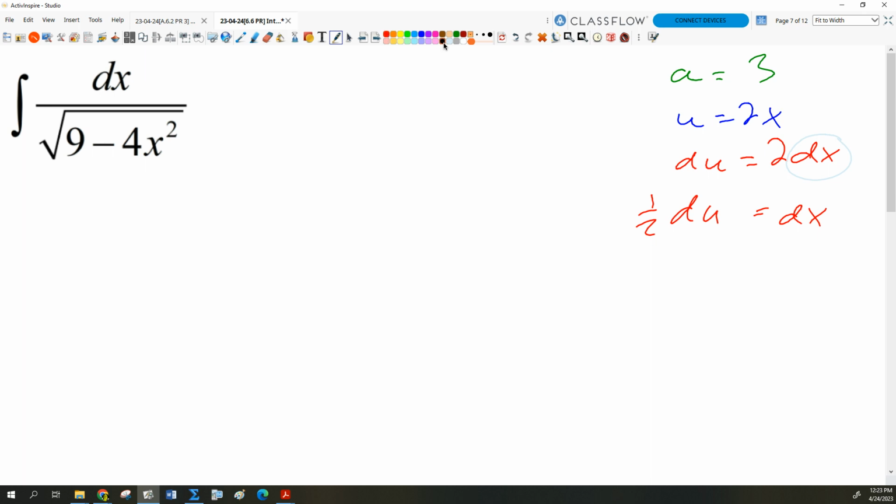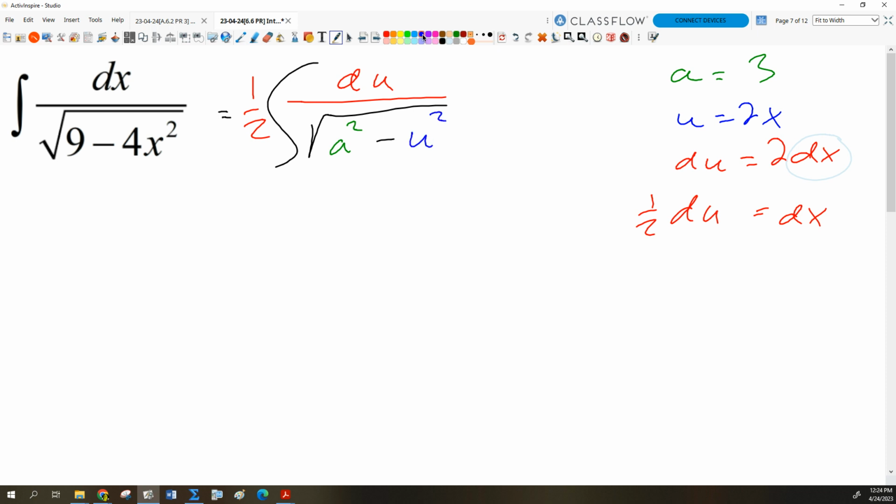So if I make my substitutions then, what does this look like? Okay, well this looks like the integral of 1/2 du divided by the square root of a squared minus u squared. Well, that matches our form, doesn't it? Right? What's that equal to? Well, that's just equal to 1/2 times the arc sine of u over a.